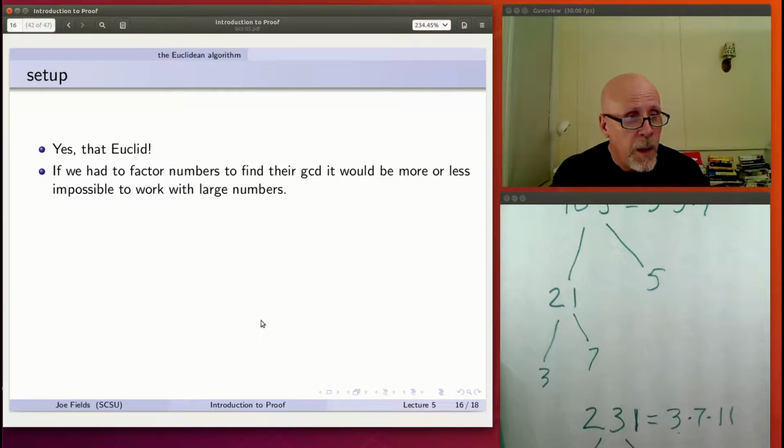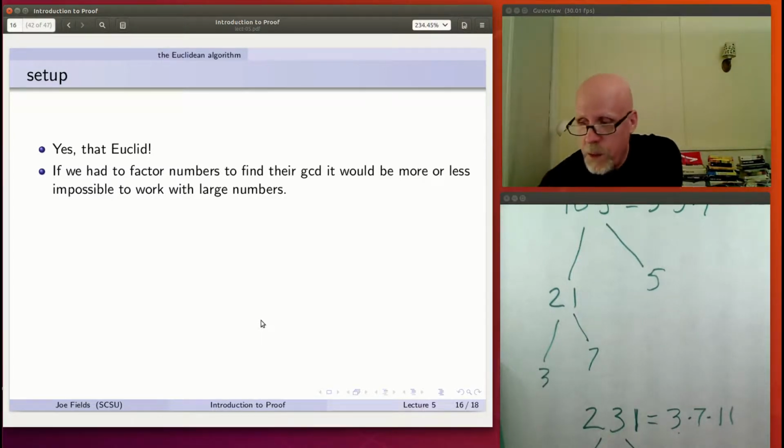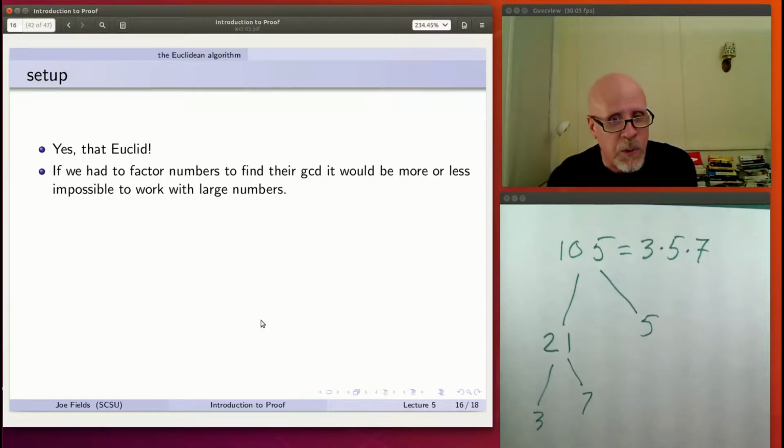If you had to factor numbers to find their GCD, like I just did, right? This work, that's fine when the number's in the hundreds or maybe even the thousands.